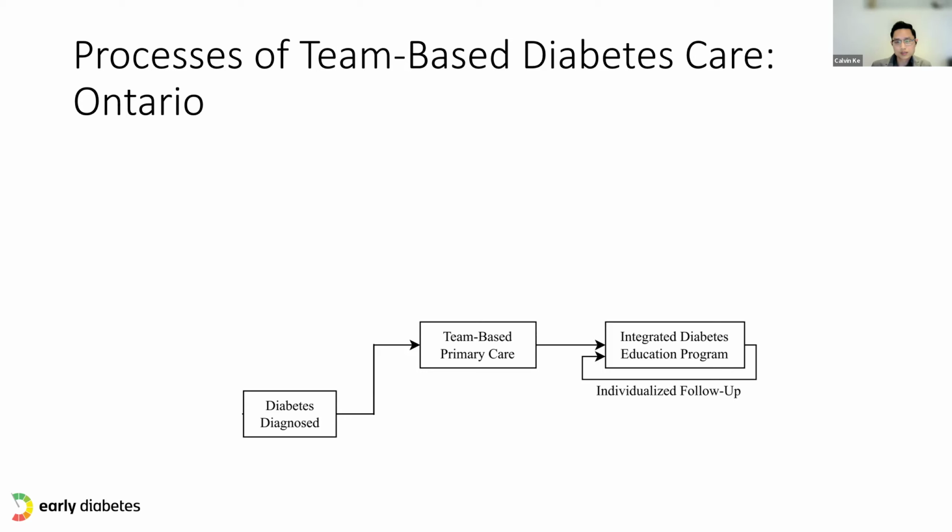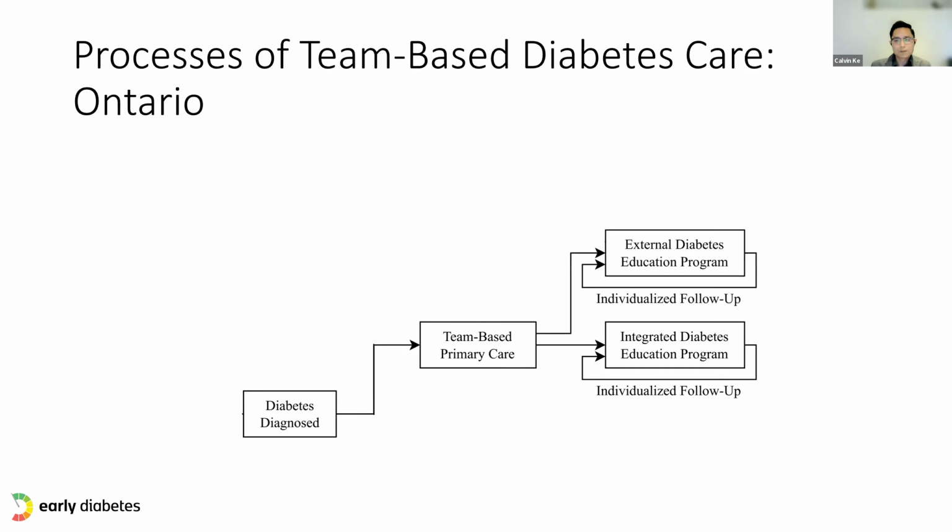And so in Ontario, people who are diagnosed with diabetes might be seen by a primary care provider who works in a team-based setting. And some of these team-based settings, such as family health teams, some of them do have an integrated diabetes education program. And so these patients would usually get referred into this program. And the follow-up is individualized to that patient's individual needs. There isn't a standardized risk assessment, but there is some sort of clinical assessment that takes place, and the patient does have their follow-up individualized.